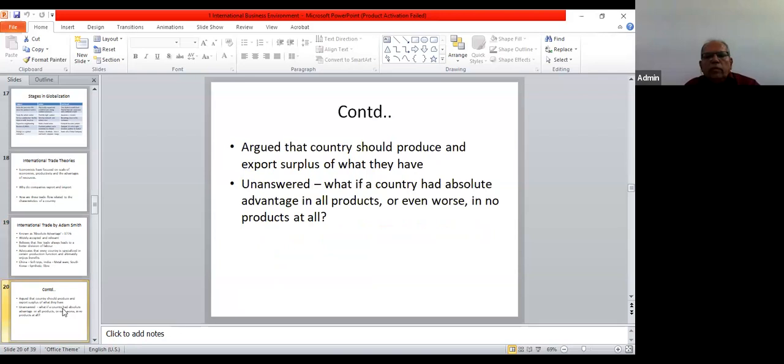Now, there is an argument that countries should produce and export the surplus of what they have. So there should be maximum production, which nowadays China is following. They go for maximum production, and to the extent possible, whatever is left over, that material is sent outside. So they export the surplus production. And friends, there is nothing wrong in that. If you are having surplus, export it and receive foreign currency. Receiving foreign currency, that country's GDP becomes higher and higher.